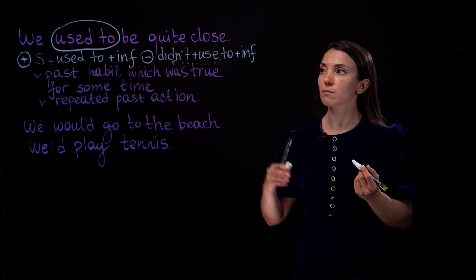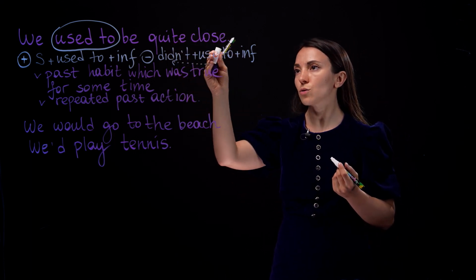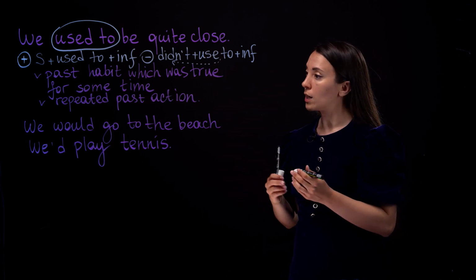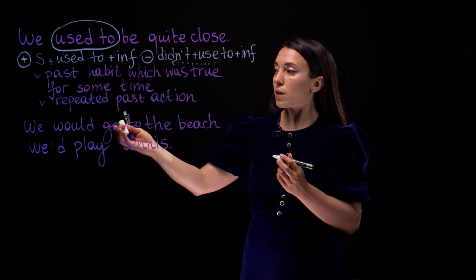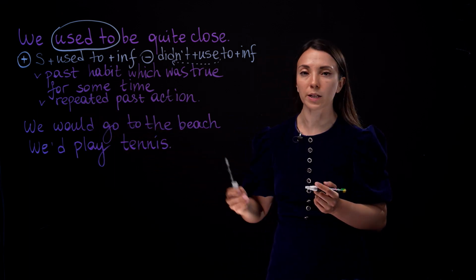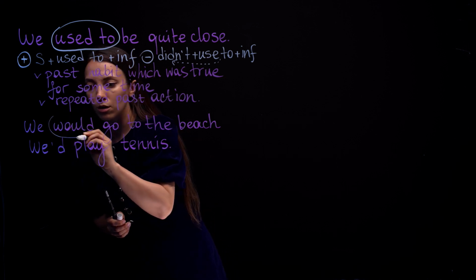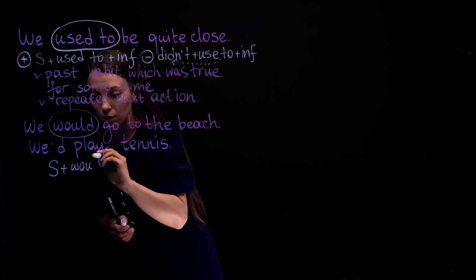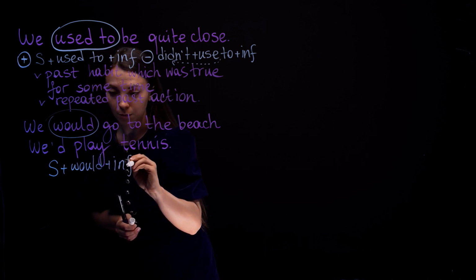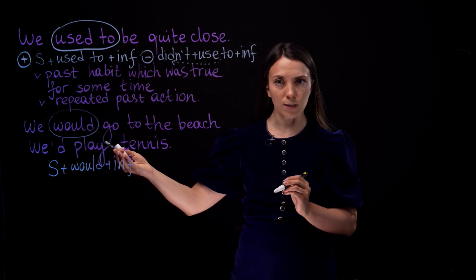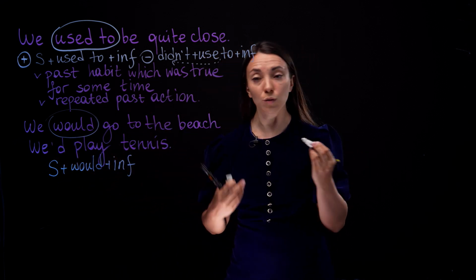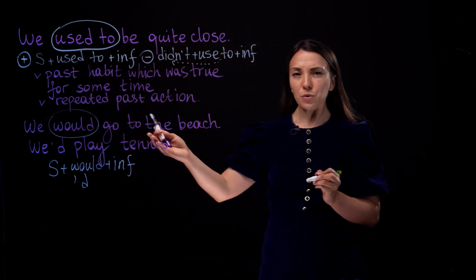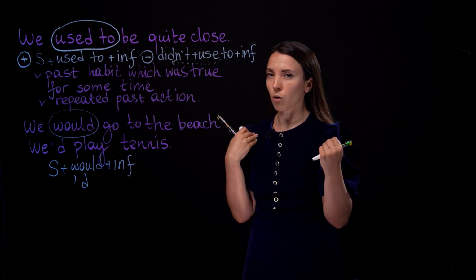If it's a question, the same story. Did you used to be quite close? Used to without D. All right, let's take a look at the continuation. And it's, we would go to the beach, we'd play tennis. What do we use here? All right, subject, then would, and infinitive. And here, we'd play tennis. It's just a short form of would. Apostrophe D plus infinitive.